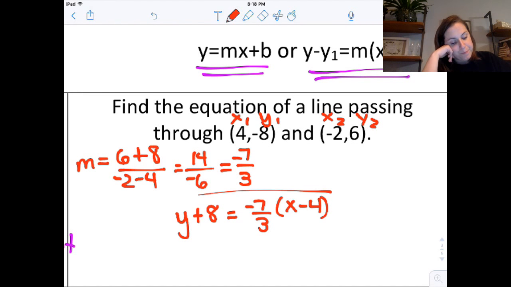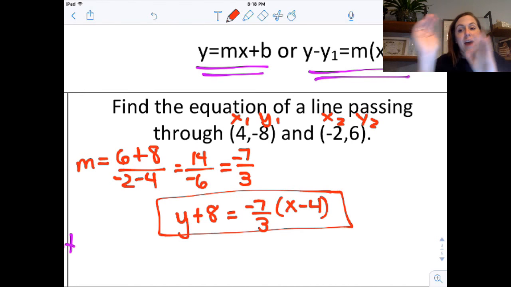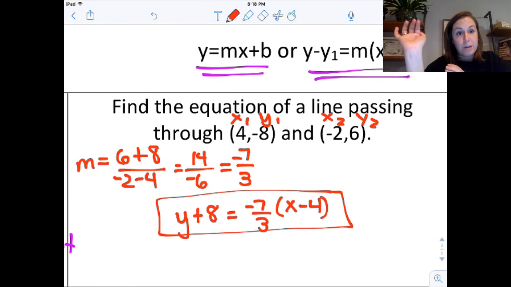To get it into slope intercept form, you would distribute out the -7/3 and then solve for y. So hopefully that's review from Algebra 1 and Geo.